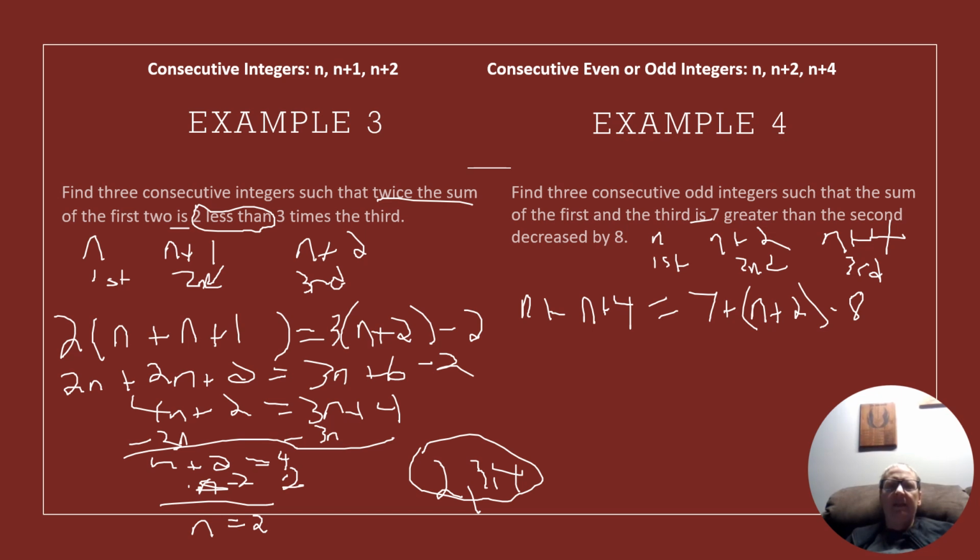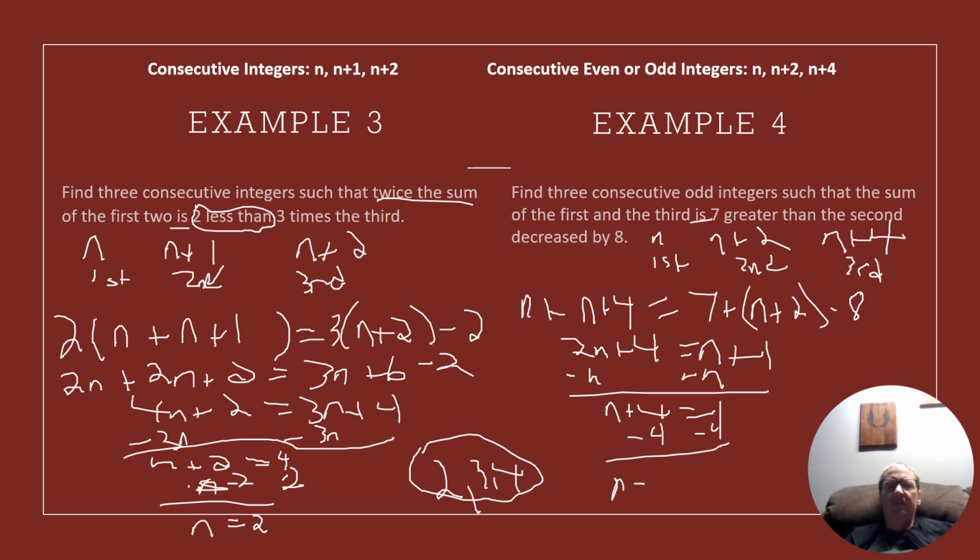So I'm just going to go ahead and combine like terms right now. So I have 2n plus 4 on this side. And on this side, I have n plus 7 plus 2 is 9, minus 8 is 1. Now we'll subtract n from both sides. And I get n plus 4 equals 1. Subtract 4 from both sides. And I get n equals negative 3.